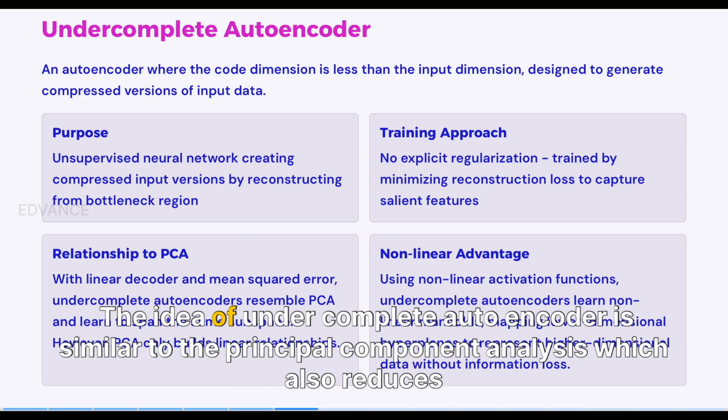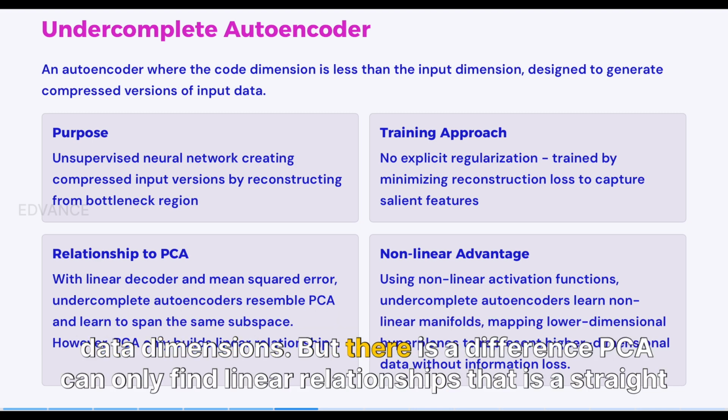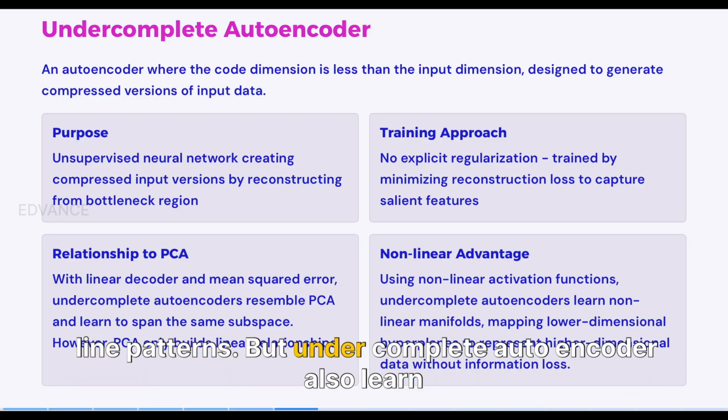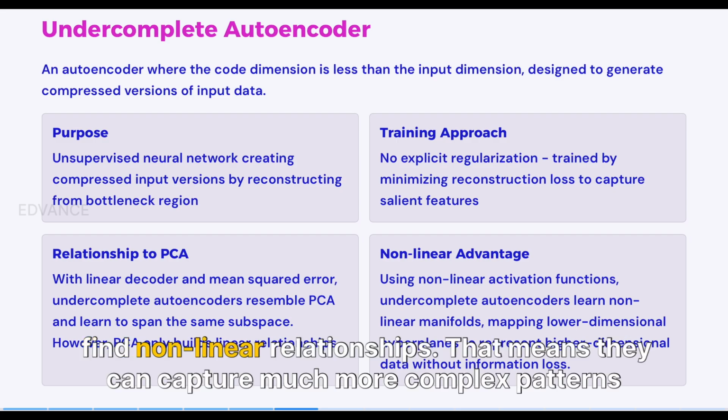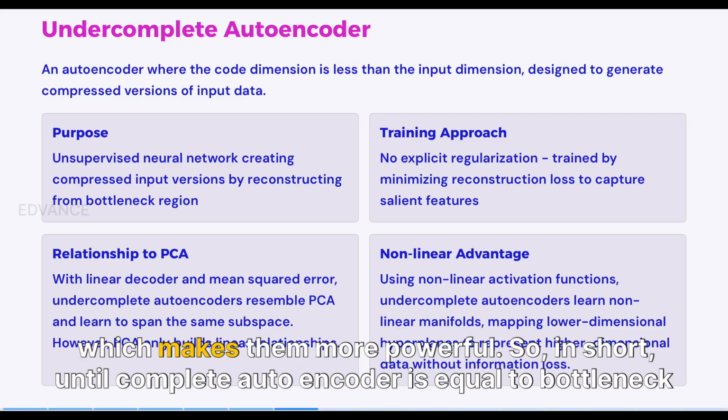The idea of undercomplete autoencoder is similar to principal component analysis, which also reduces data dimensions. But there is a difference. PCA can only find linear relationships, that is, straight line patterns. But undercomplete autoencoders also find non-linear relationships. That means they can capture much more complex patterns, which makes them more powerful.